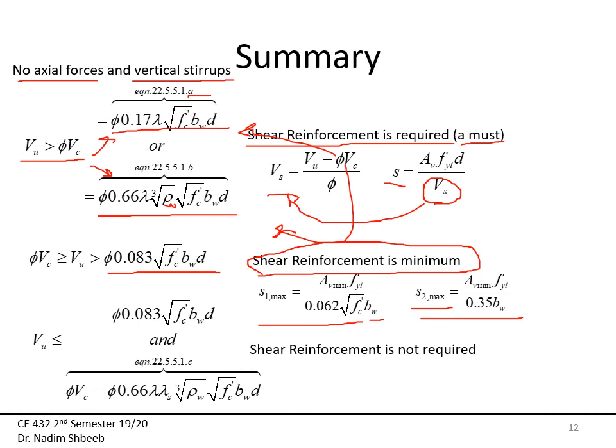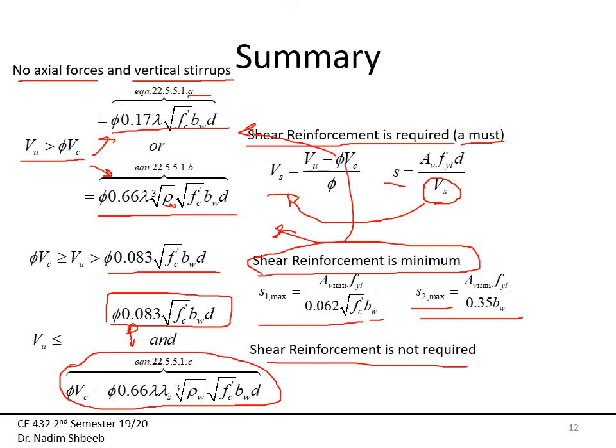All right. Now, if V ultimate is less than or equal to 0.083 lambda square root of f prime c b web d, and this is the new equation in the ACI 19 code, and also the second condition, so it has to satisfy both. These two must be satisfied. Then shear reinforcement is not required. So if it's less than that and less than that, I don't need any shear reinforcement. Again, it is not recommended, but according to the code, you do not need any shear reinforcement, period.